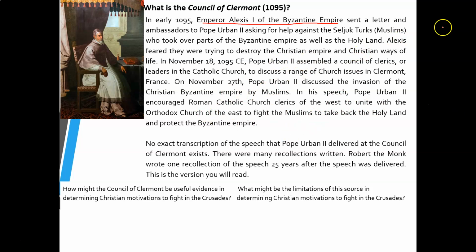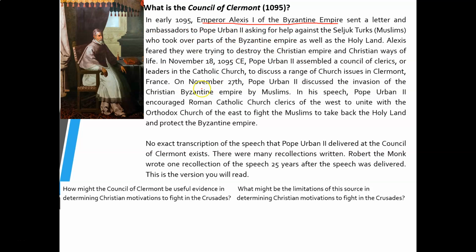He was afraid that they were going to try to destroy the Christian empire and the Christian ways of life. So on November 18th, 1095 CE, Pope Urban II assembled the Council of Clerics, or leaders of the Catholic Church, to discuss a range of church issues in Clermont, France. Basically they're bringing all the church officials into one room and asking, what do we do? They talk about all different issues, but this is the main issue.